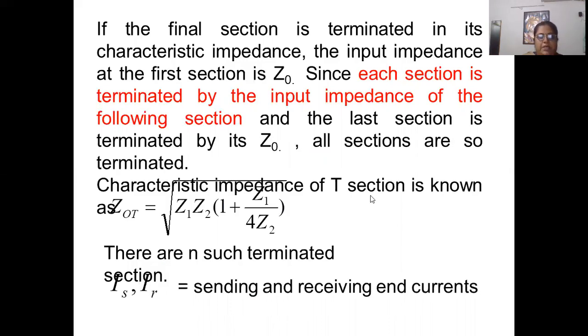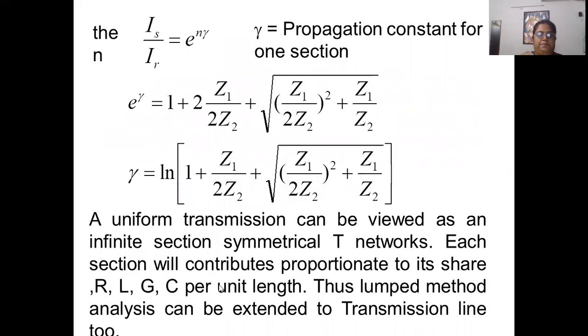Here the characteristic impedance of the T section is given by the square root of Z1 into Z2 plus Z1 square by 4. There are n such terminated sections where IS and IR are the sending and receiving end currents. Here, gamma is the propagation constant for one section, denoted by IS upon IR, or e to the power of gamma is 1 plus Z1 upon Z2 plus Z0 upon Z2. Here we can denote it by gamma, taking the natural log on the other side.